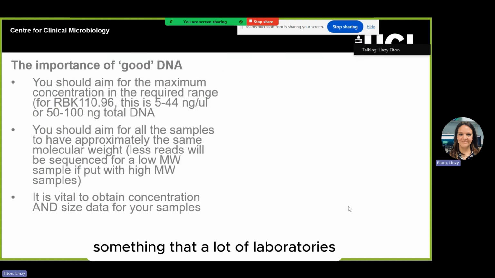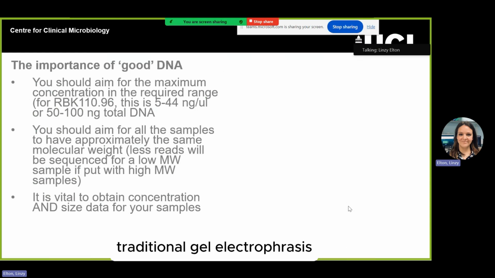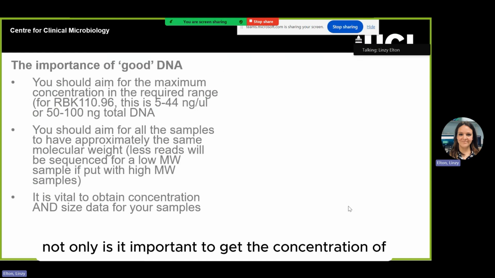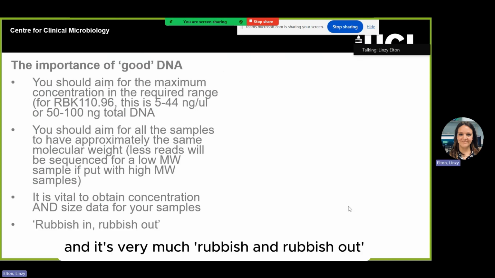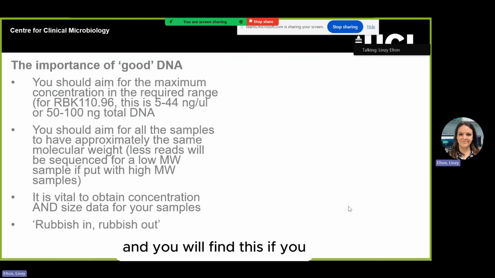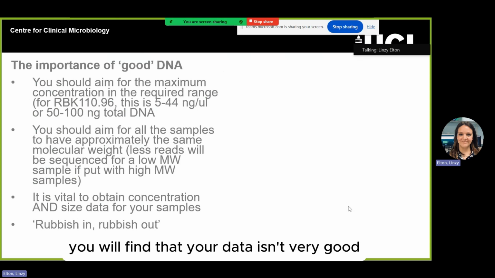Something that a lot of laboratories ignore and don't do is check the size of the samples. So you can use TapeStation, you can use bioanalyzer, or you can use traditional gel electrophoresis. But I would say not only is it important to get the concentration of your sample, but it is so, so important to get the size of your DNA. It's very much rubbish in, rubbish out. And you will find this if you start doing it and you ignore doing the size analysis, you will find that your data isn't very good.